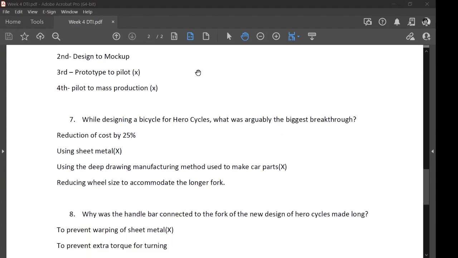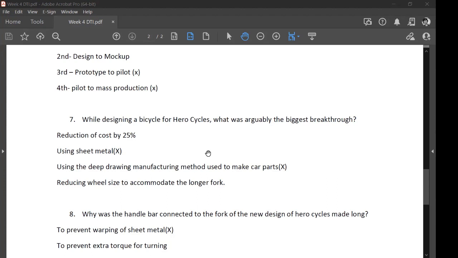All right, next question number seven here. While designing a bicycle for Hero Cycles, what was arguably the biggest breakthrough? First is reduction of cost by 25%. Using sheet metal is the second option. Using the deep drawing manufacturing method to make car parts is the next option. And lastly, reducing wheel size to accommodate the longer fork.